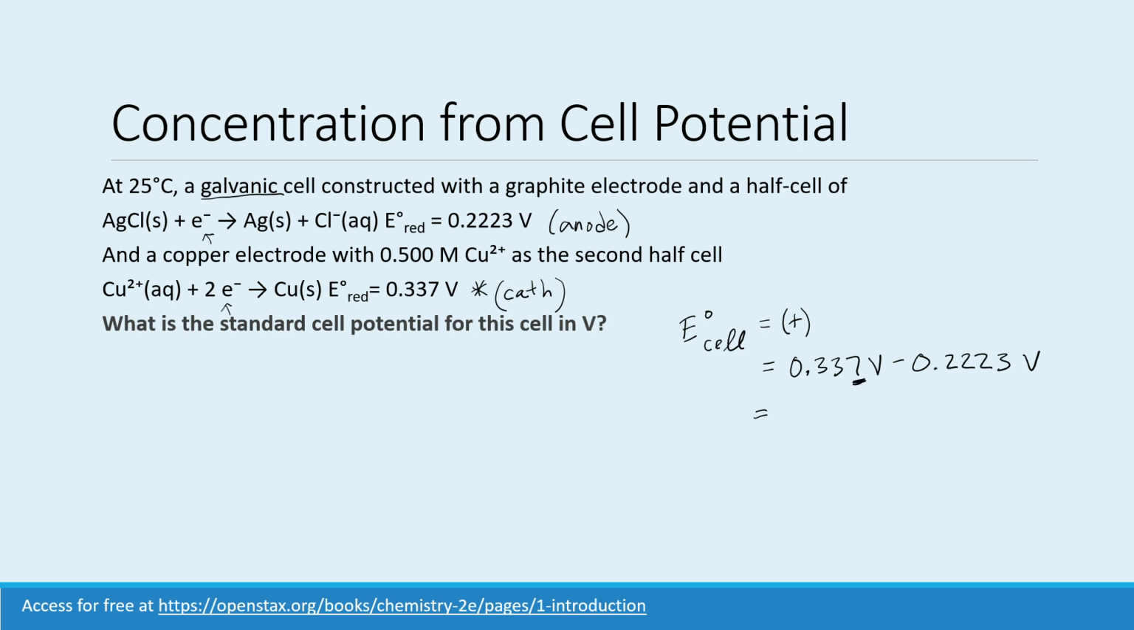Okay, so standard cell potential, when we subtract those two values and based on significant figures, we want to go out 3 decimal places, then you should get 0.1147 volts, or rounded, that would be 0.115 volts.